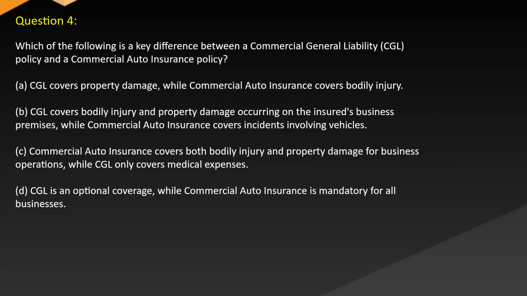Question 4. Which of the following is a key difference between a commercial general liability (CGL) policy and a commercial auto insurance policy? A. CGL covers property damage, while commercial auto insurance covers bodily injury. B. CGL covers bodily injury and property damage occurring on the insured's business premises, while commercial auto insurance covers incidents involving vehicles. C. Commercial auto insurance covers both bodily injury and property damage for business operations, while CGL only covers medical expenses. D. CGL is an optional coverage, while commercial auto insurance is mandatory for all businesses.